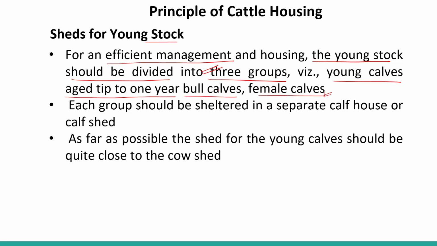So there must be female calves, bull calves, and young calves at the age of up to 1 year. All these three groups must be kept separate. Each group should be sheltered in a separate calf house or calf shed, with proper shelter and proper sanitation. As far as possible, the shed for the young calf should be quite close to the cow shed so that whenever needed, they can reach their mother. So this is the purpose.